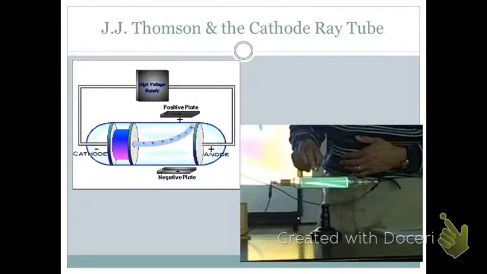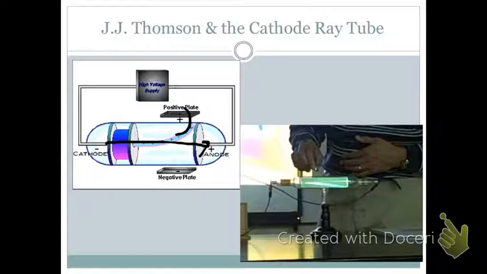If you notice, the cathode ray tube is called such because a beam is shooting from the cathode towards the anode. What Thomson did was nothing more than take a positive and negative plate magnet and put it on either side of the tube to see what happened. And he noticed that every time the beam would bend towards the positive plate. Well, opposites attract, so Thomson knew that the beam was made of negatively charged particles, which he called the electron.